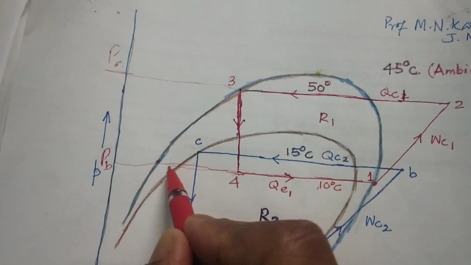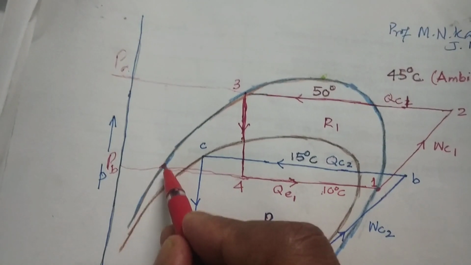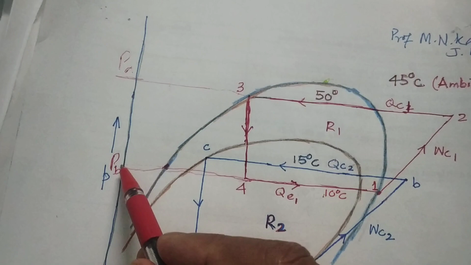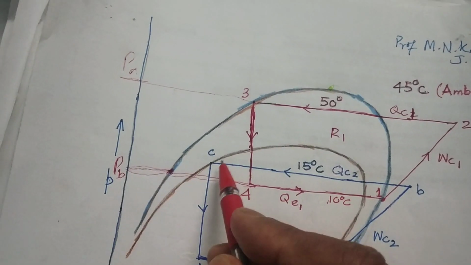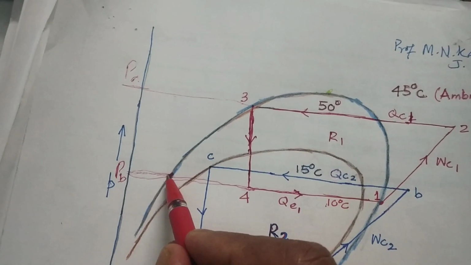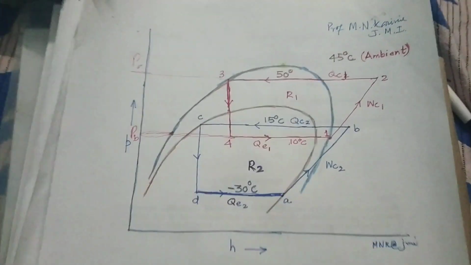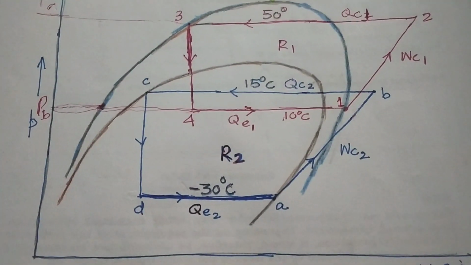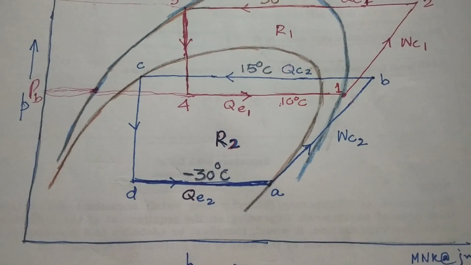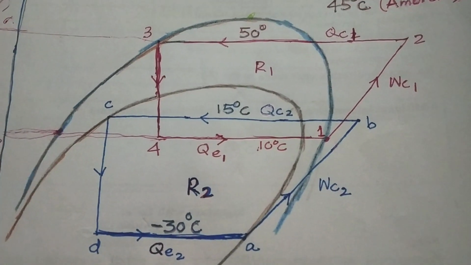It will go to this particular curve. Here it will also be 10 degrees centigrade, which is saturated liquid condition. This was also saturated liquid condition. So this particular pressure corresponds to R1 refrigerant at 10 degrees centigrade. You see? Okay.